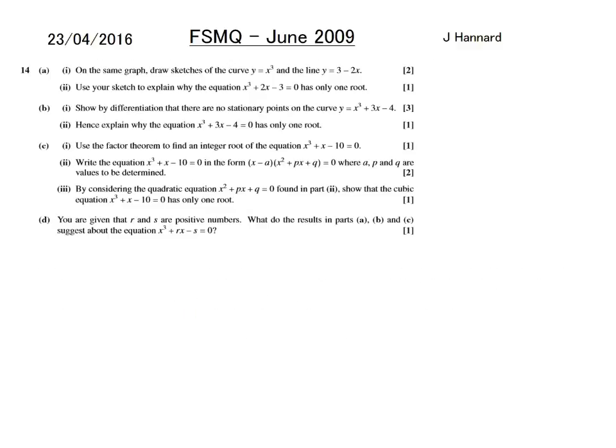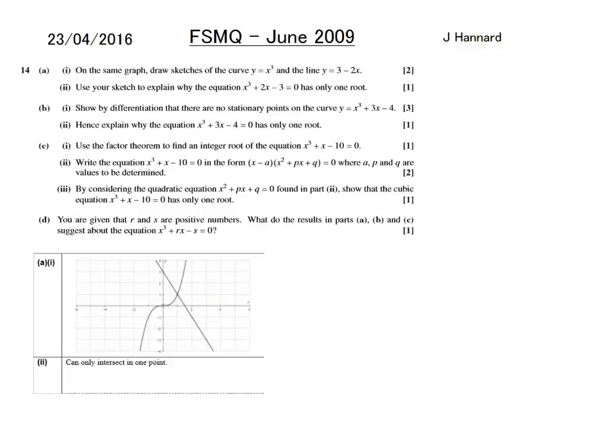This is just a silly little question. I really disliked this paper, I'll be honest with you. On the same graph, draw sketches of the curve y = x cubed and the line y = 3x minus 2x. That's just that. And part two, use your sketch to explain why that only has one root and there's only one intersection point. So B, show by differentiation that there are no stationary points to that curve.